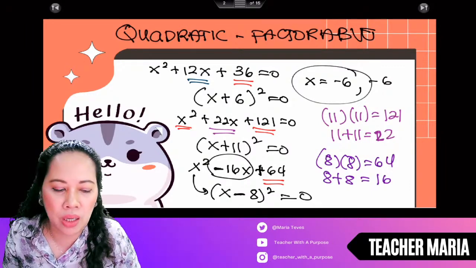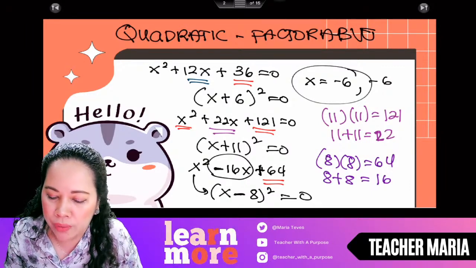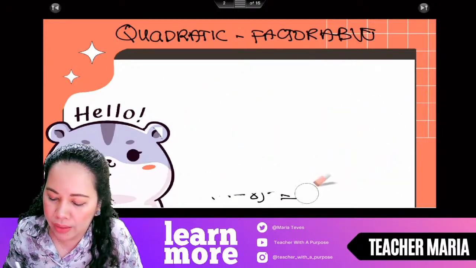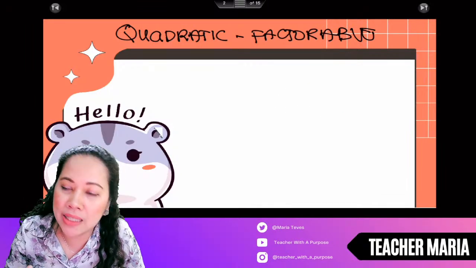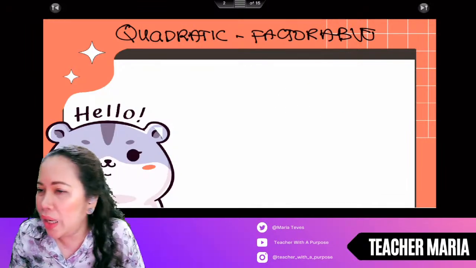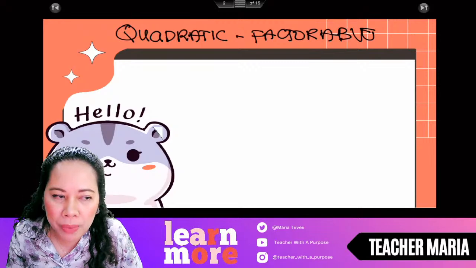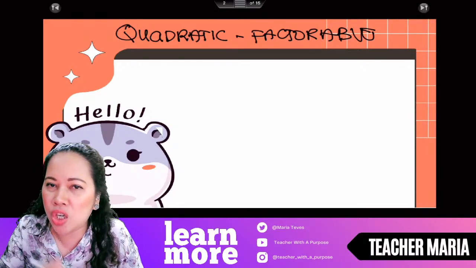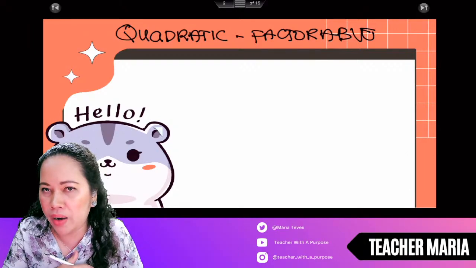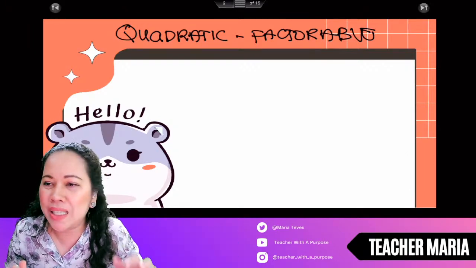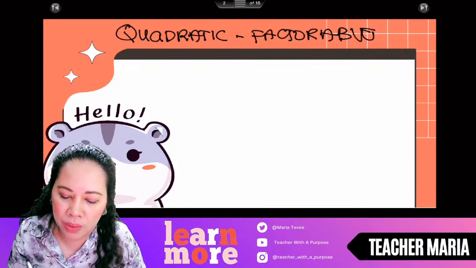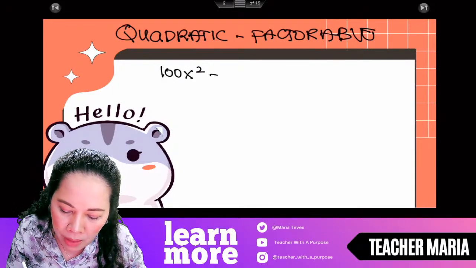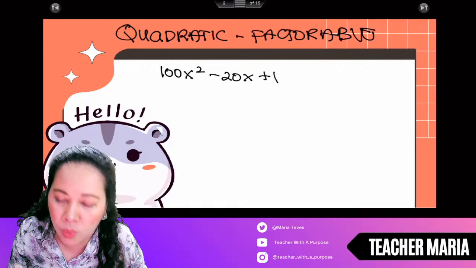I'll give you 2 questions wherein the x squared coefficient is not 1. So what if it's not 1? It will be the same process. If it is not 1, all you need to do is check whether it's a perfect square or not, because it's under perfect square trinomial. So let's say, for example, you have 100x squared minus 20x plus 1.